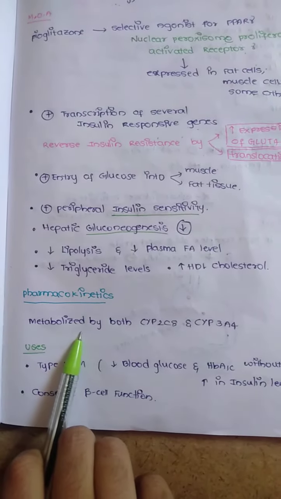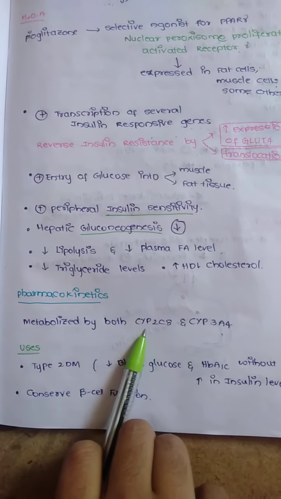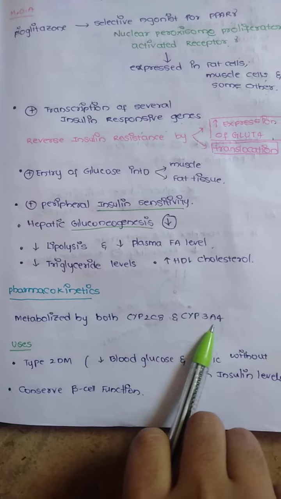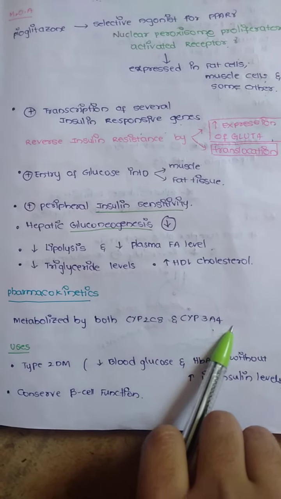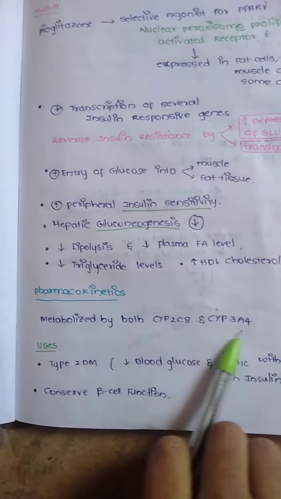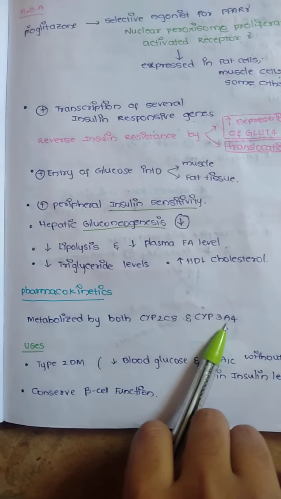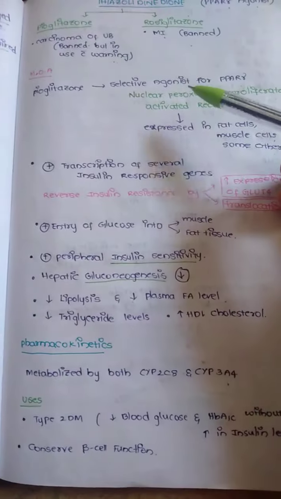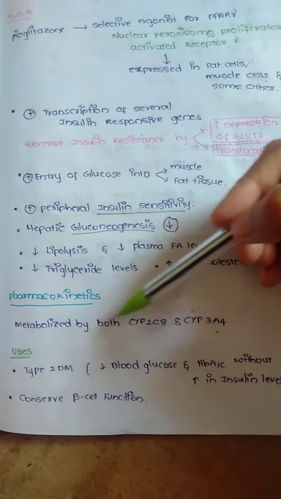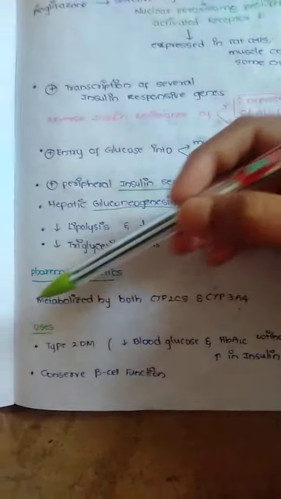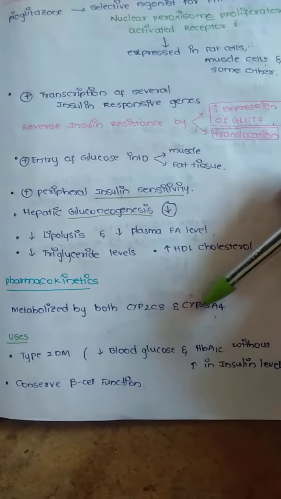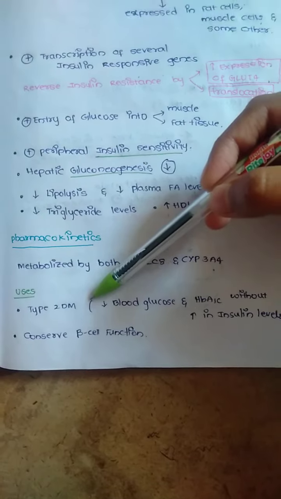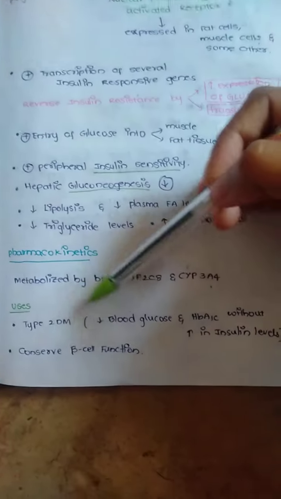Pharmacokinetics. It is metabolized by both cytochrome 2C8 and cytochrome 3A4 enzymes. These are cytochrome P450 enzyme types. The pioglitazone drug is metabolized by these enzymes. Uses: in type 2 diabetes mellitus, we use pioglitazone.